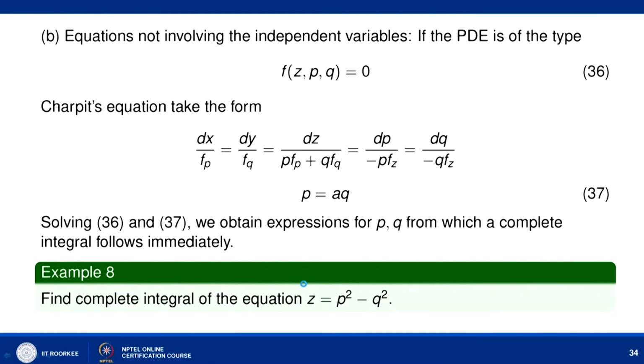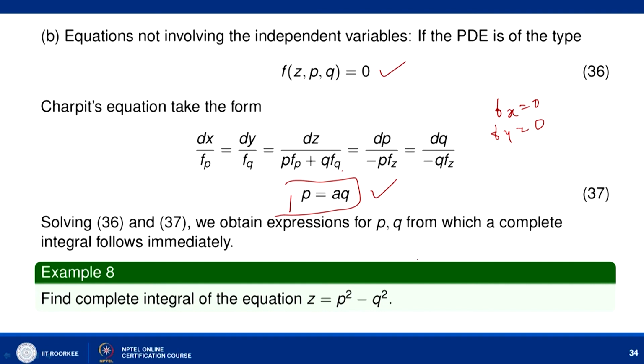Now moving on, the second type, that is f of z, p, q. Here your equation is independent of x and y, and when you write down the Charpit equations, we can write dx upon fp equal to dy upon fq equal to dz upon pfp plus qfq. And in the last two equations, dp upon minus pfz, because fx is 0 and fy is 0, so we have dp upon minus pfz equal to dq upon minus qfz. Since f depends on z, fz is non-zero, you can cancel it out, and when you solve this we have p equal to aq.